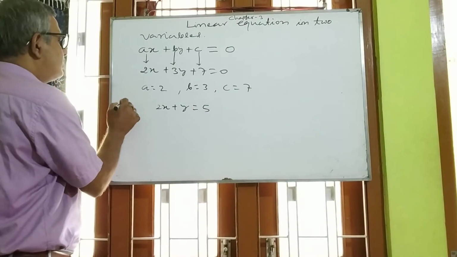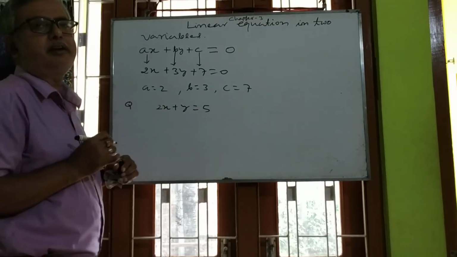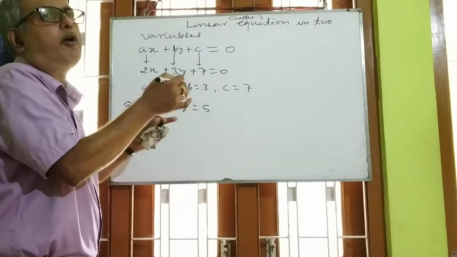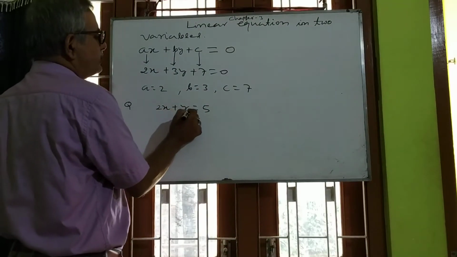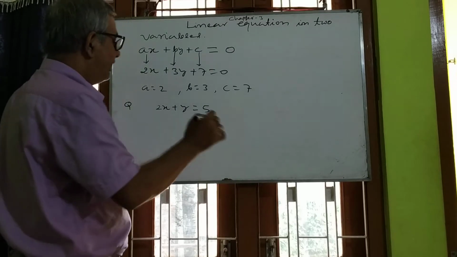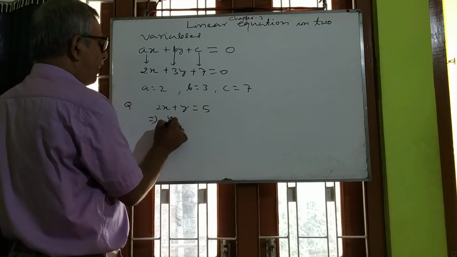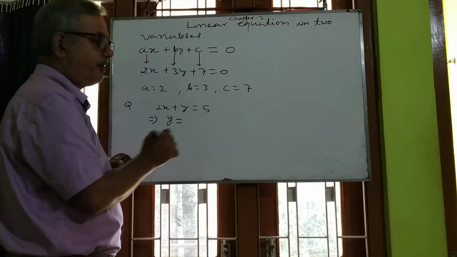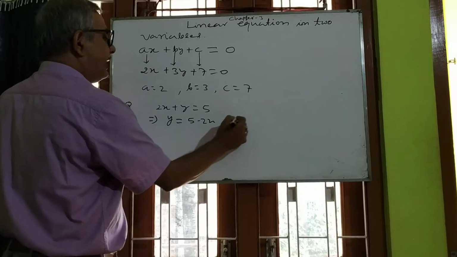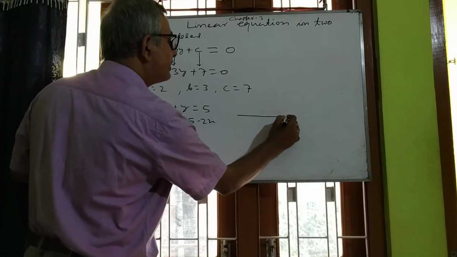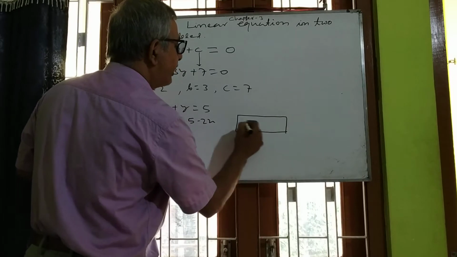One question I am writing here. Draw the straight line. Draw the graph of this equation. So the equation is 2x plus y is equal to 5. Here, how can you arrange? Y is equal to 5 minus 2x. Here you make one table. With the help of this table, you can draw the graph.